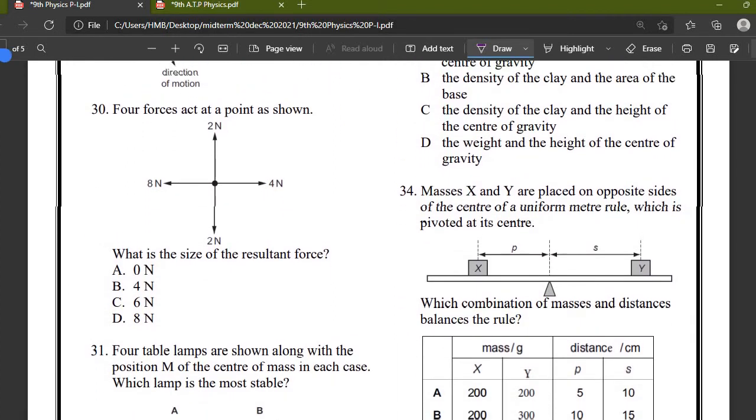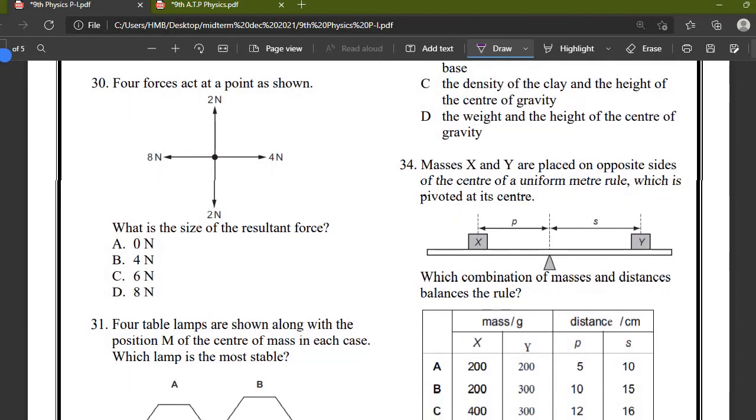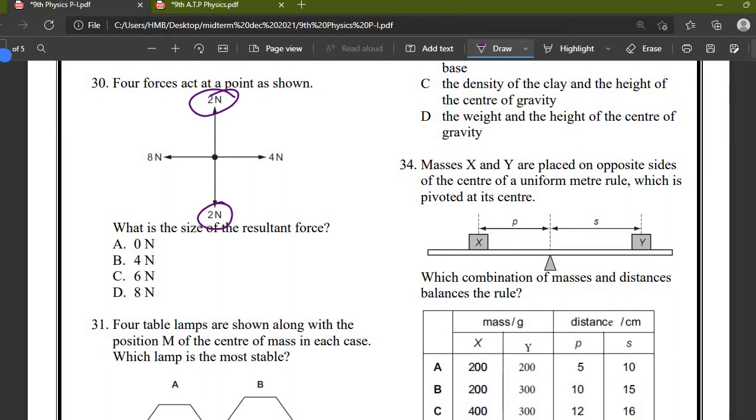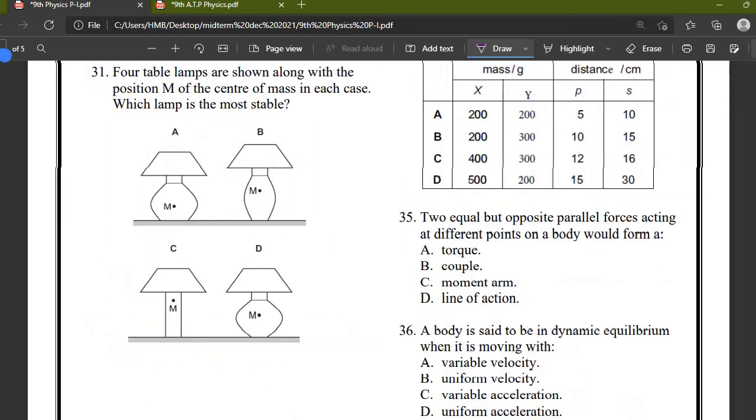Four forces are acting on a body as shown, in which 2 Newton and 2 Newton are acting upward and downward, while 4 Newton and 8 Newton are acting in the right and left directions. What is the size of the resultant force? So these two opposite forces will cancel out each other, while with this 4 Newton and this 8 Newton, we will get 4 Newton in the left direction. So the resultant force will be 4 Newton. So option D is the right answer.